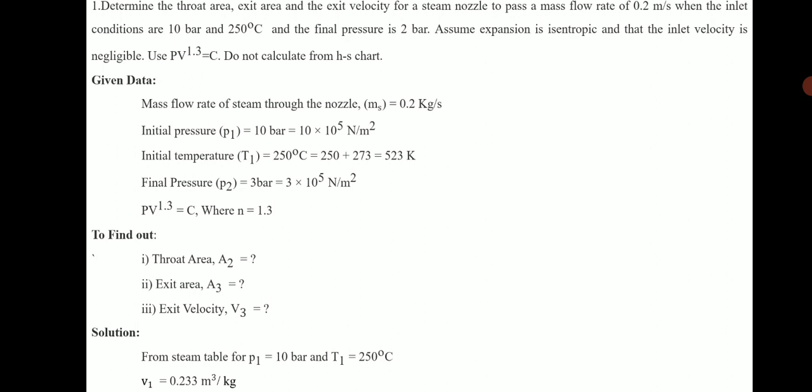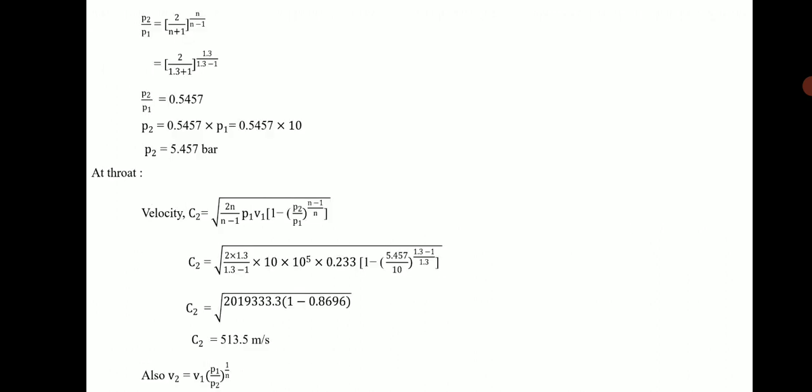From the steam table, for pressure P1 equal to 10 bar and temperature T1 equal to 250 degrees Celsius, we are getting the specific volume, which is 0.233 meter cube per kg. And we know the formula P2 by P1 is equal to (2 divided by n plus 1) the whole to the power n divided by n minus 1. So substituting the values we get P2 by P1 is equal to 0.5457. So P2 is equal to 0.5457 into P1, which is 0.5457 into 10. We are getting P2 is equal to 5.457 bar.